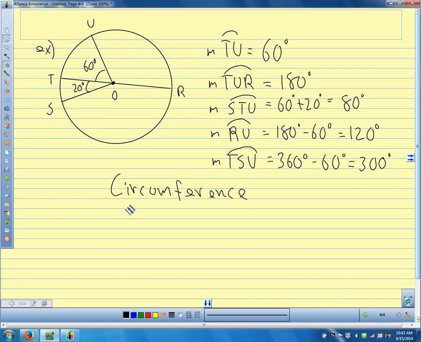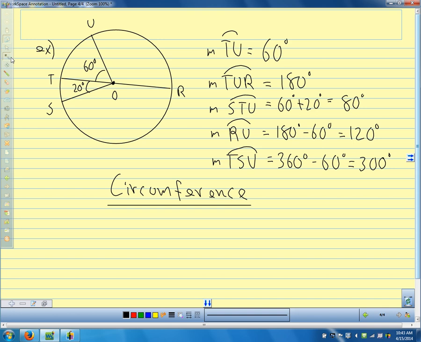Circumference. What do we mean when we talk about the circumference of the circle? Around the outside. So we're talking about the distance around the outside. What have we called it for our other shapes? We didn't call it circumference. What did we call it? Perimeter. We give a special name to the perimeter of a circle, we call it the circumference.